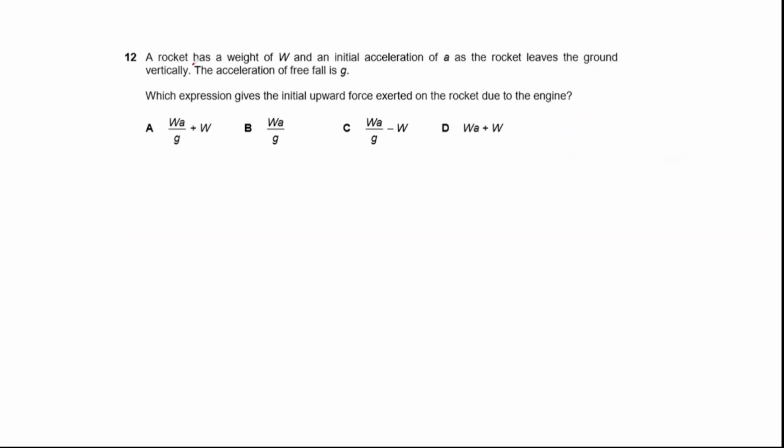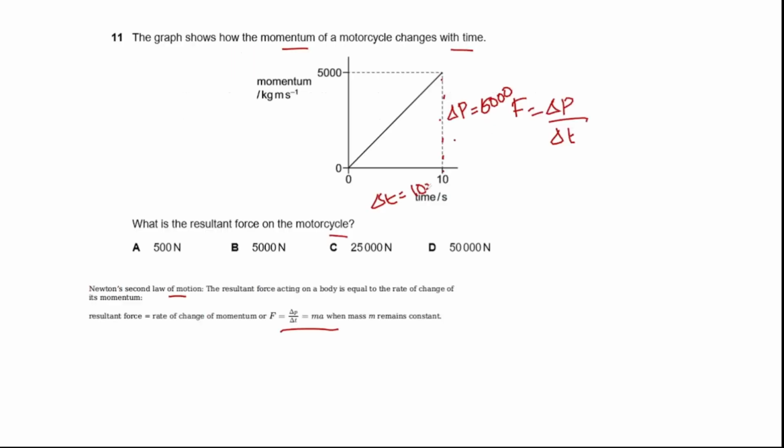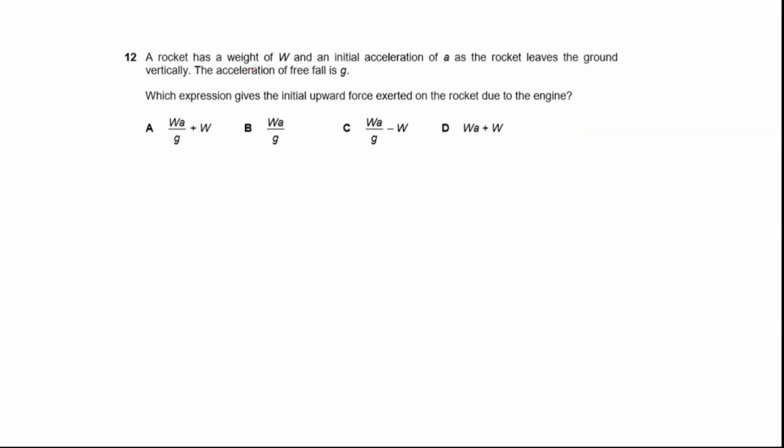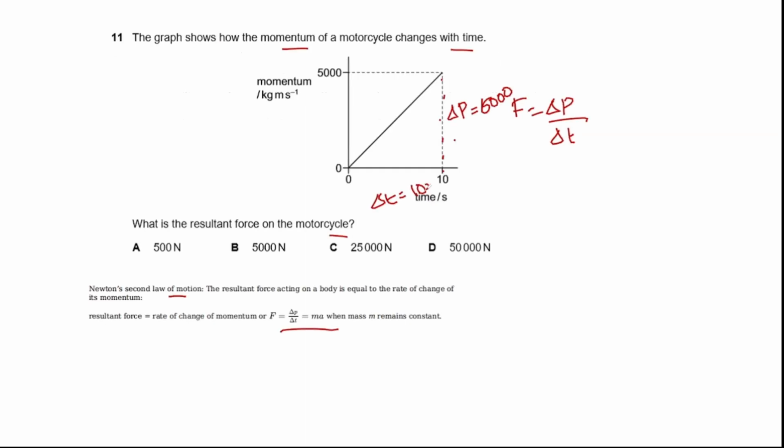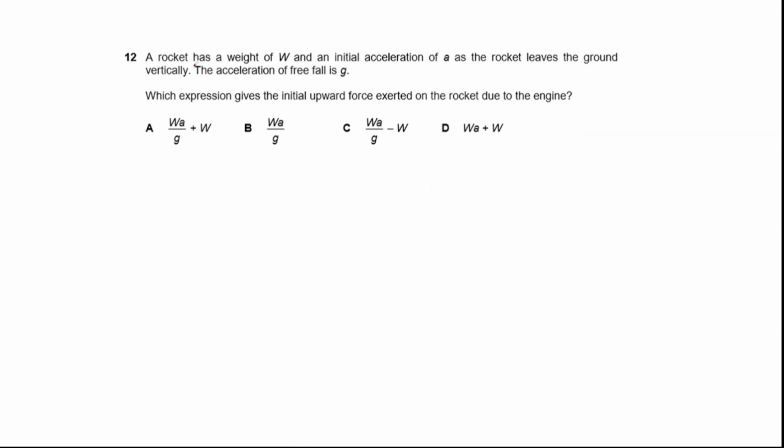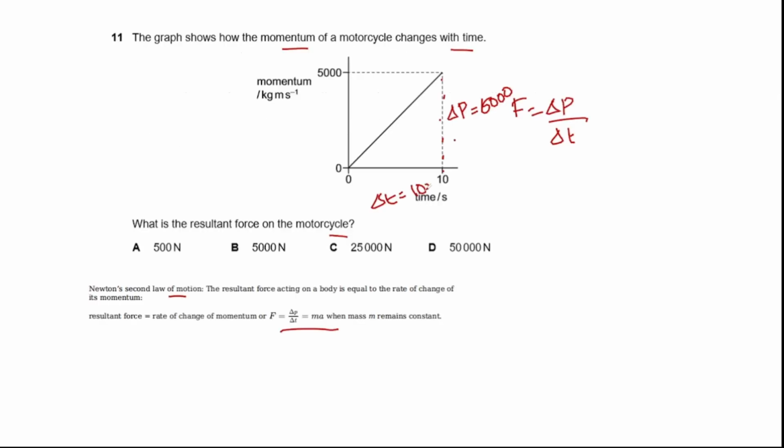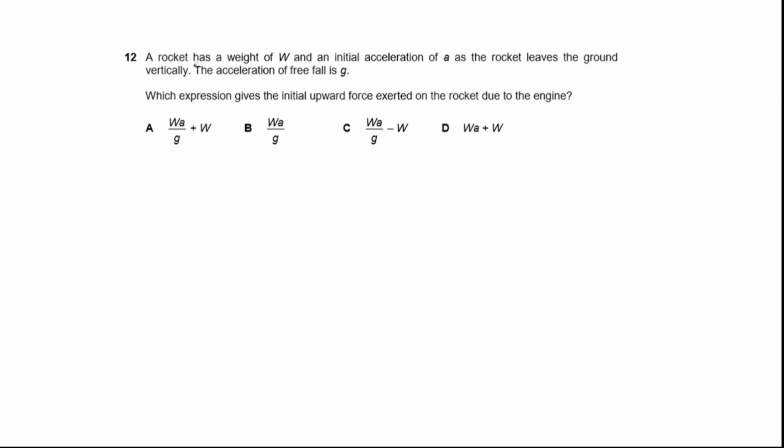Question number 12. A rocket has a weight of W and an initial acceleration of A as the rocket leaves the ground vertically. The acceleration of free fall is G. Which expression gives the initial upward force exerted on the rocket due to the engine?